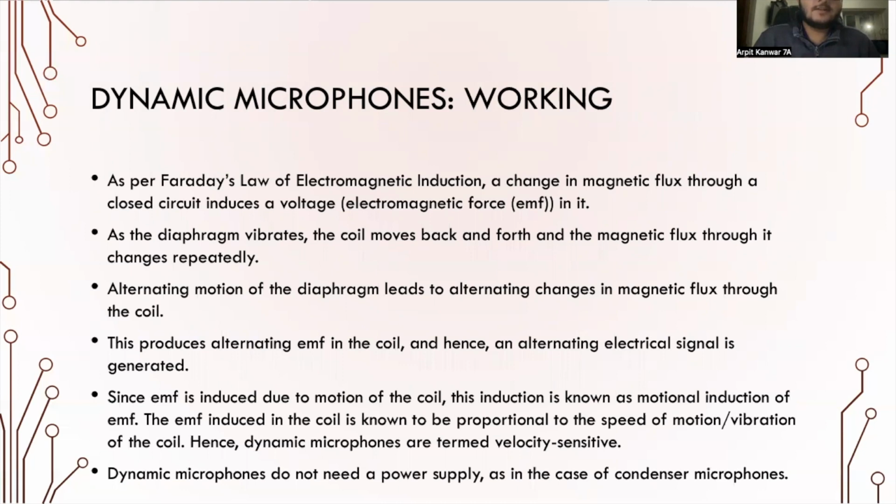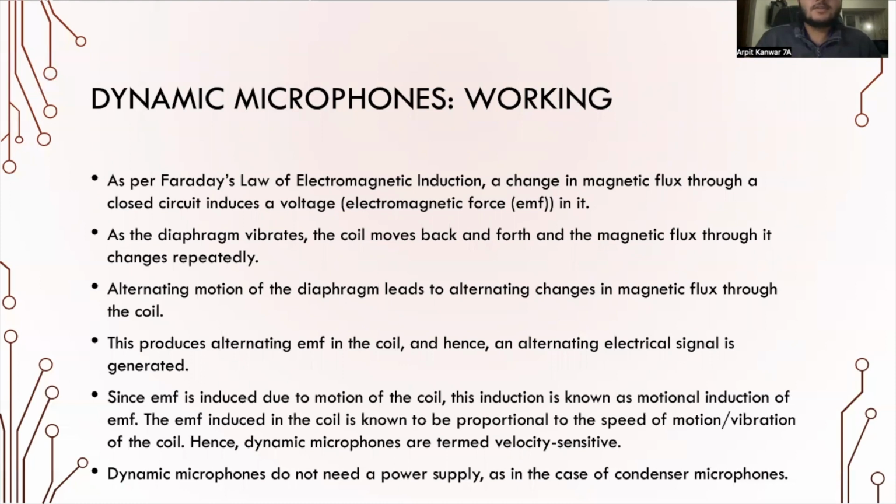As the diaphragm vibrates, the coil moves back and forth and the magnetic flux through it changes repeatedly. Alternating motion of the diaphragm leads to alternating changes in magnetic flux through the coil. This produces alternating EMF in the coil. Hence, an alternating electrical signal is generated. Since EMF is induced due to motion of the coil, this induction is known as motional induction of EMF.